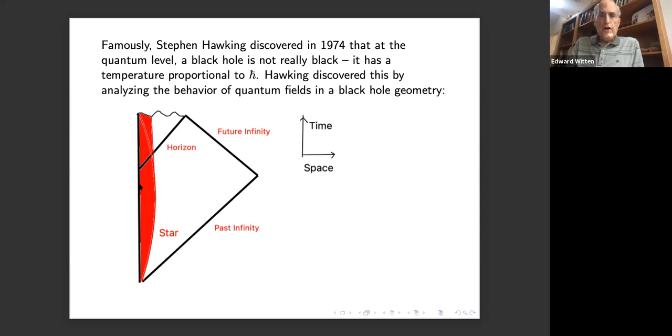If you're outside the horizon, you can communicate with future infinity by a causal path at an angle that's no more than pi over two from the vertical. If you're behind the horizon, any causal path will end up at the singularity, this wiggly line, rather than escaping to future infinity. So we think of the measurements of an outside observer as being made at future infinity. And a very important fact is that the time of the future infinity diverges at this point up here.